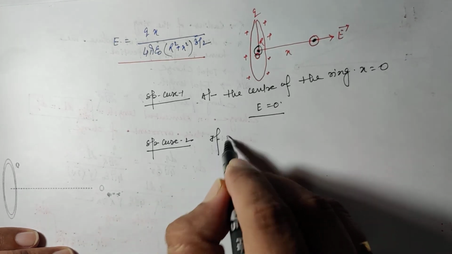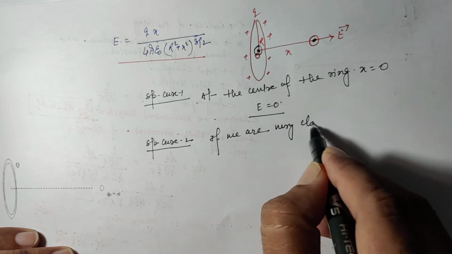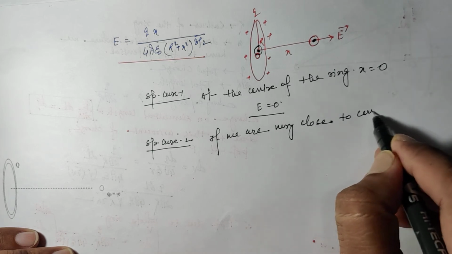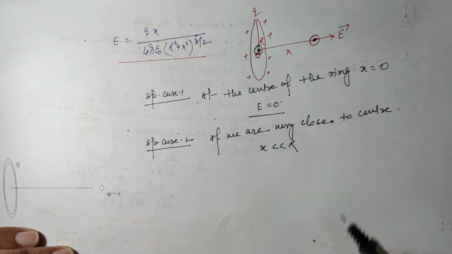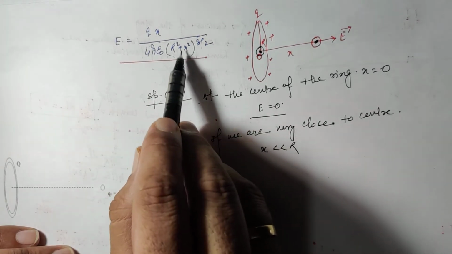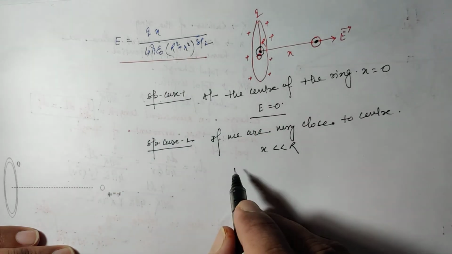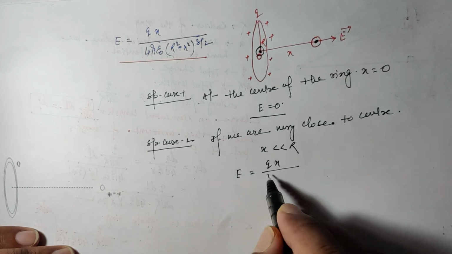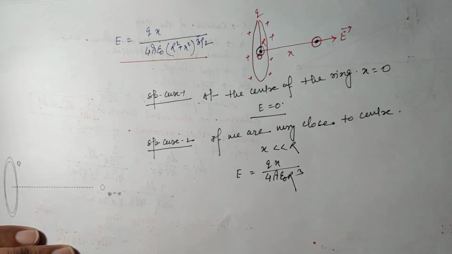Moving to special case number 2. If we are very close to the center, but not at the center, x is definitely much less than R, and if x is much less than R, obviously x can be neglected in the bracket of this expression. So neglecting x there, what do we get? E is equal to qx by 4 pi epsilon naught into R cube.